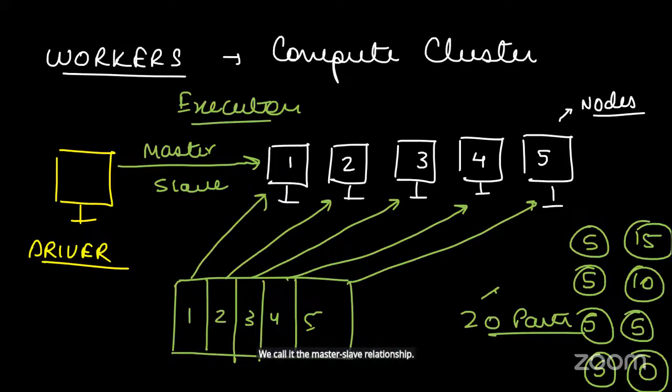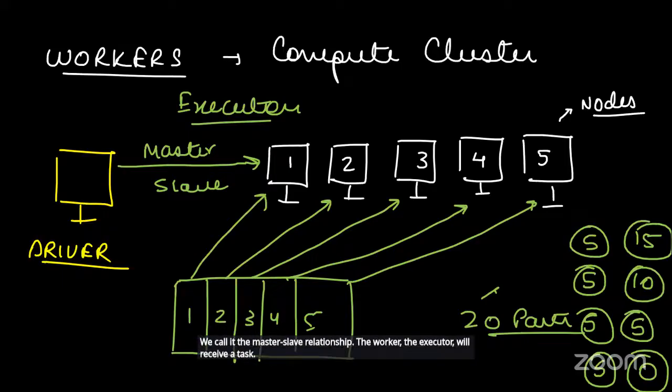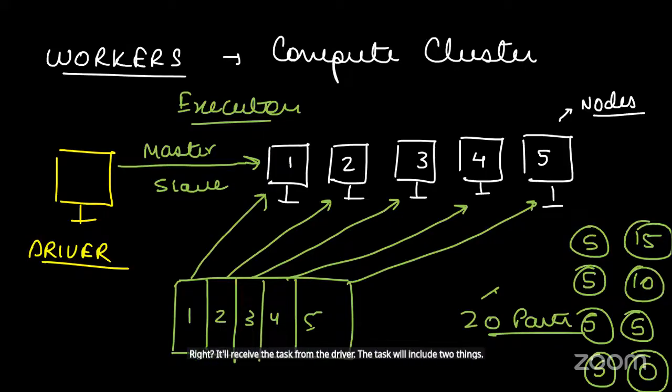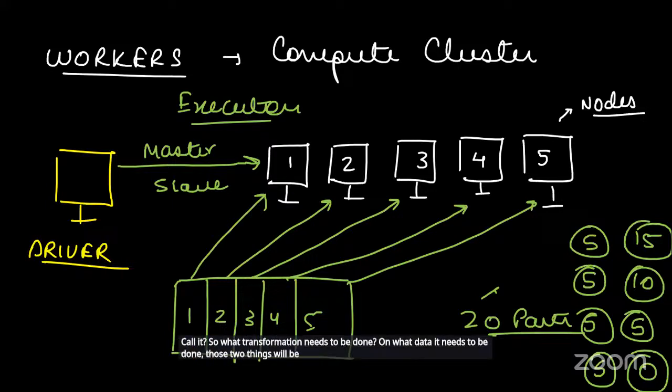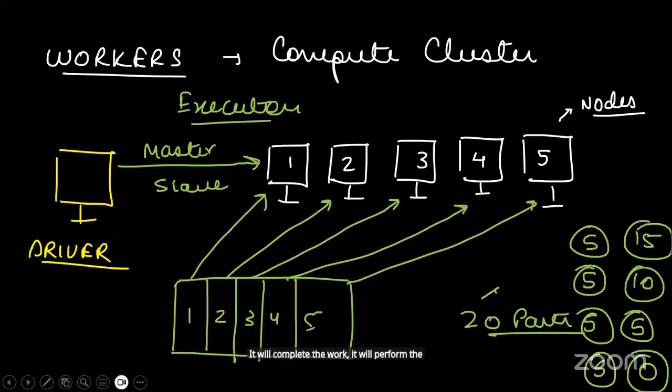The worker, the executor, will receive a task, right? It will receive the task from the driver. The task will include two things: the code that it needs to run, which is basically the instruction, right? Through the code, you are going to define the transformation, and the part of data or the piece of data that it needs to run that code using. All right. So what transformation needs to be done, on what data it needs to be done, those two things will be given to a single node. It will do a transformation. It will complete the work. It will perform the calculation, right, on the partition of data that has been sent to it.